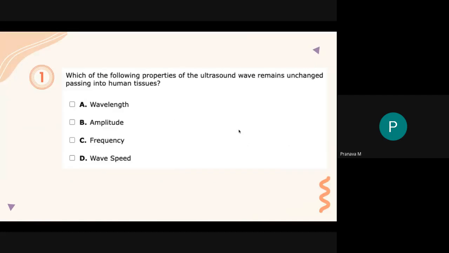So moving on to the questions, which of the following properties of ultrasound remains unchanged passing into human tissue? So essentially what this question is asking is what property of sound is not affected by a change in medium? So the answer is frequency.